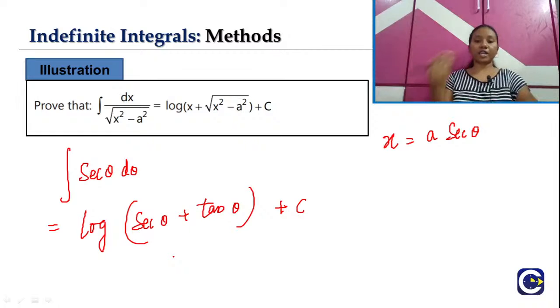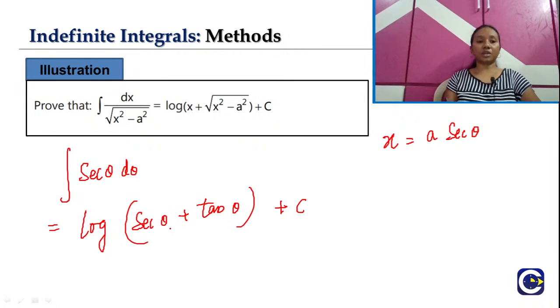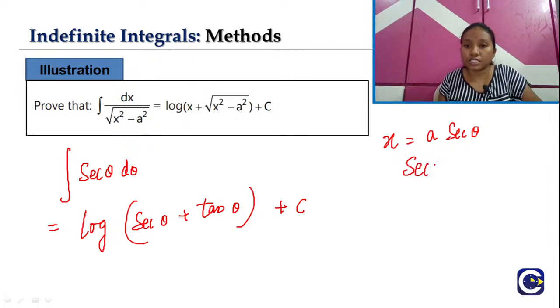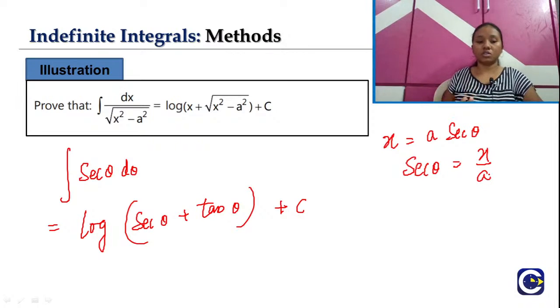But when we write our last terms, it shouldn't be in terms of theta, because the question which is given is in terms of x. So we have to rewrite this in terms of x. How will we write it in terms of x? What is our secant theta? From here, secant theta will be equal to x by a. Yes or no?